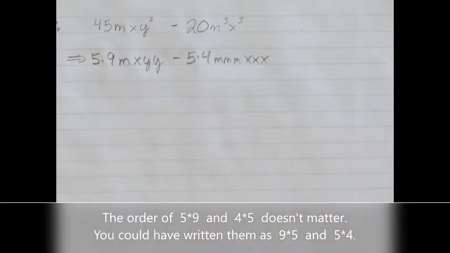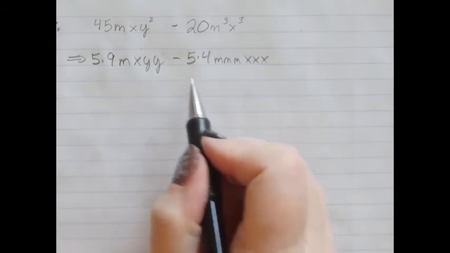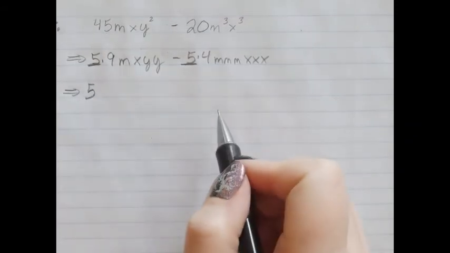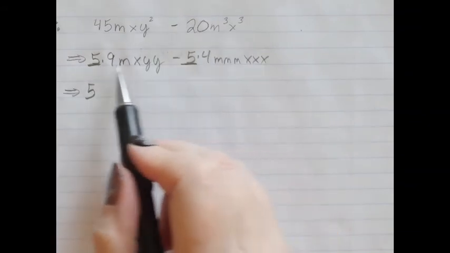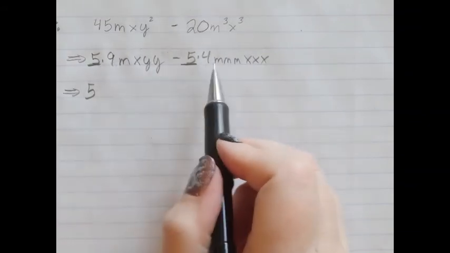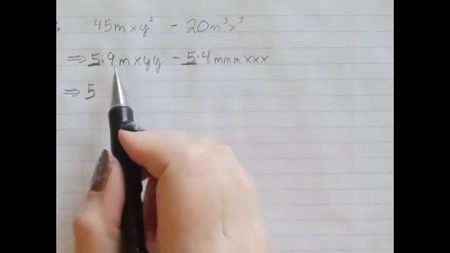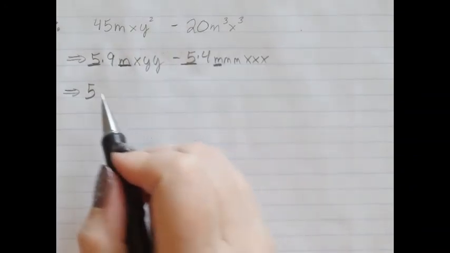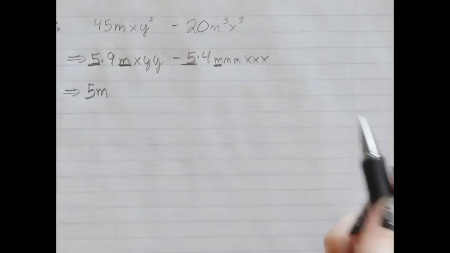All right, so far so good. That's lovely. Underline what they have in common, which is a 5. As far as numbers go, that's it, because this is 3 times 3, this is 2 times 2. Next I'm going to deal with m. This has 1, this has 3, pick one of them. So I'm going to pull out an m.